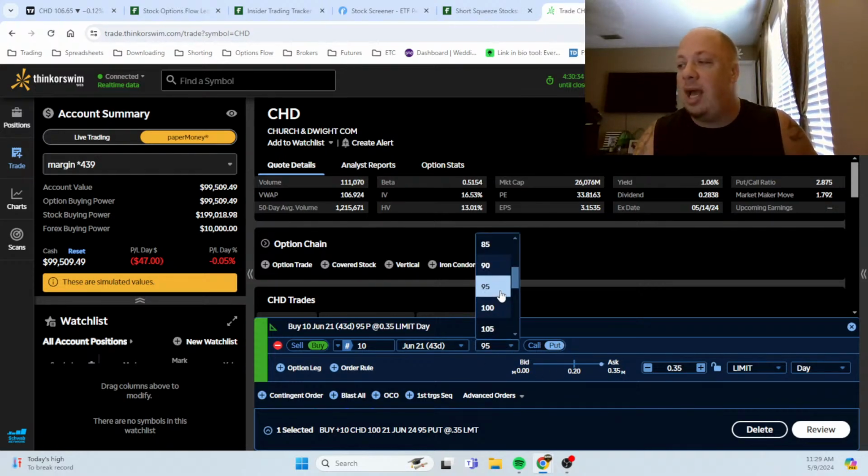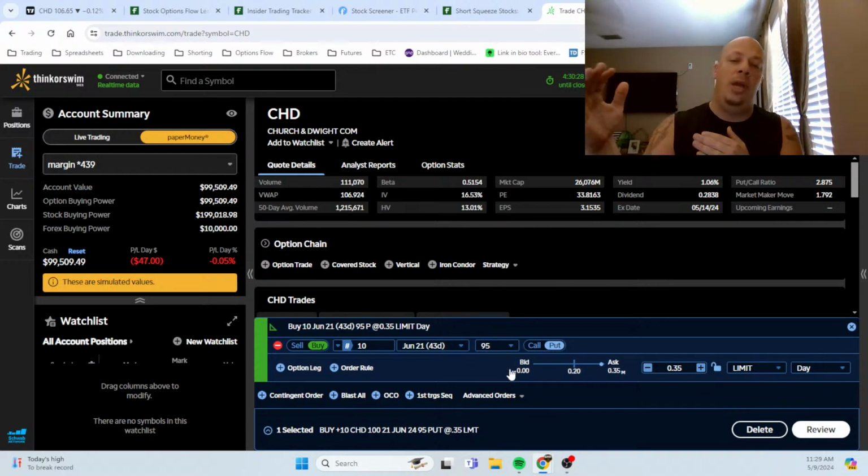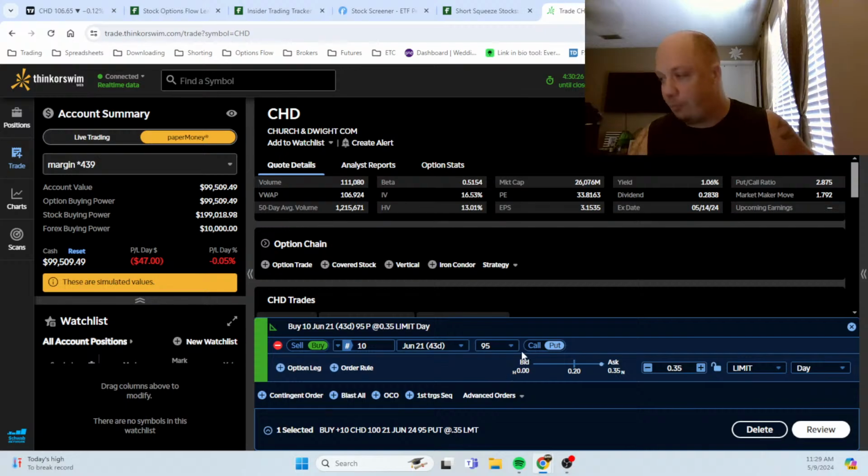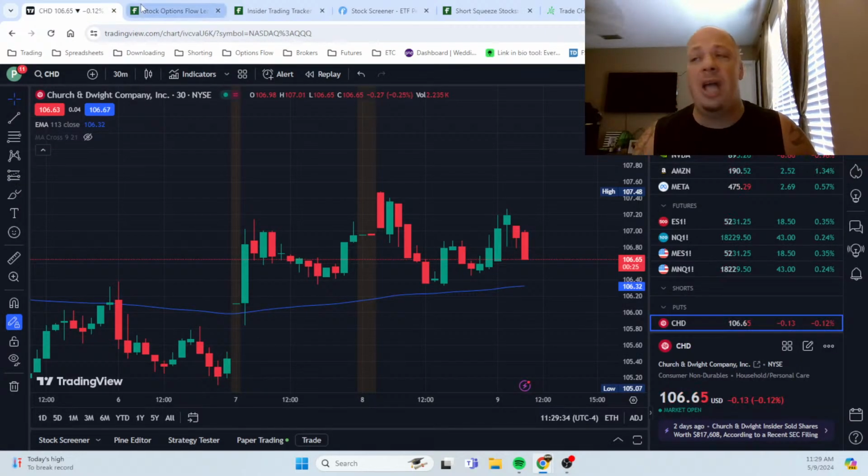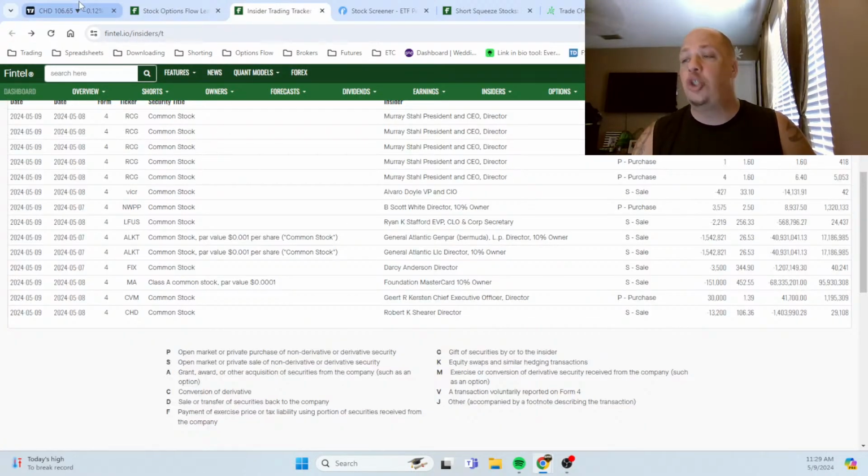So spend a little time just going up a strike, down a strike, to get an idea of what the options are going to do the farther away you get or the closer you get. All right. So that being said, I wouldn't take CHD. Would I still consider shorting it? Absolutely. Would I consider a put contract?